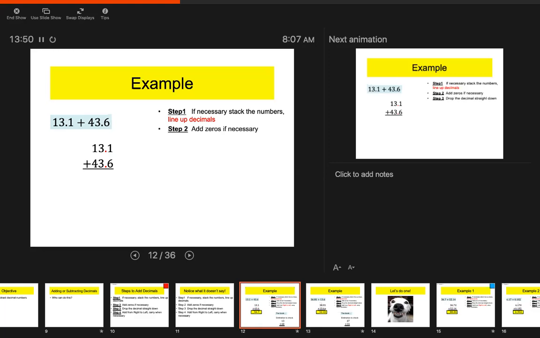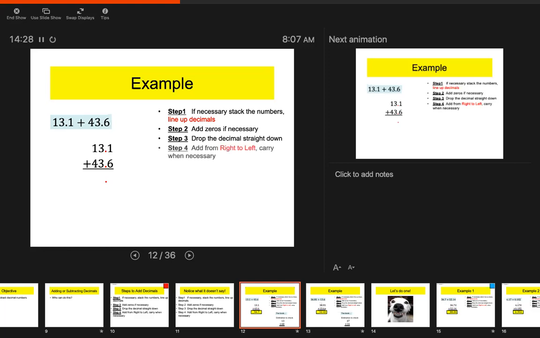It says step number 2, add zeros. You would need to add zeros if the second number, the one on the bottom, didn't have the same number of place values as the first number. For instance, if we're adding the number 2 to 13.1, then I would need to add a 0 and write 2.0. Okay, so it says drop the decimal straight down. Check out what I do. Straight down. I'm going to put that decimal there right from the start so that when I write my answer, the decimal will be in its right spot.